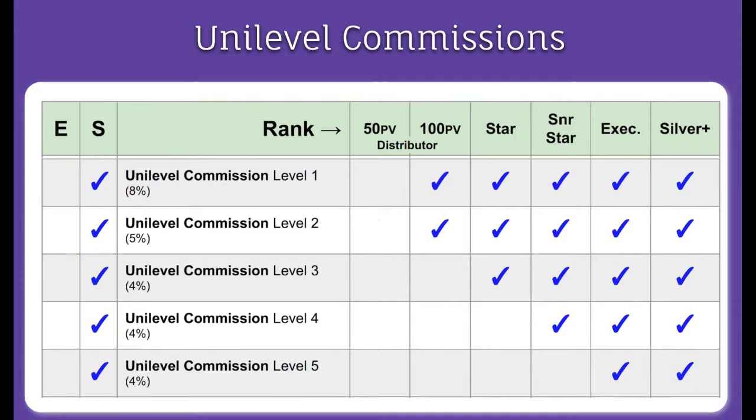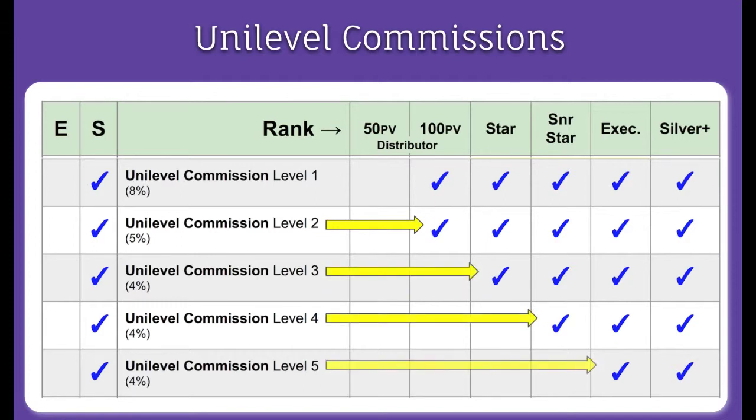So you'll see that you will earn 8% on level 1, 5% on level 2, and 4% on levels 3 through to 5. The number of levels deep that you earn Unilevel Commissions on varies based upon your rank. The higher your rank, the deeper you earn, up to a maximum of 5 levels once you hit Executive.